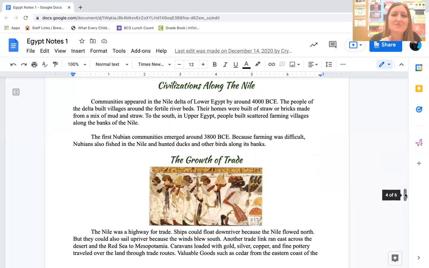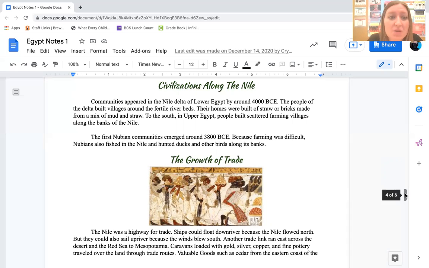Civilizations along the Nile. Communities appeared in the Nile Delta of Lower Egypt by 4000 BCE. So that's important. It sounds like that predates Sumer, but it doesn't. So there were people living in Egypt, but they're not to that city, overpopulated, but heavily populated, not yet. But we do have some communities hanging out in Egypt as early as 4000 BCE. And that's where really civilization starts in Egypt, is in Lower Egypt, which is to the north.